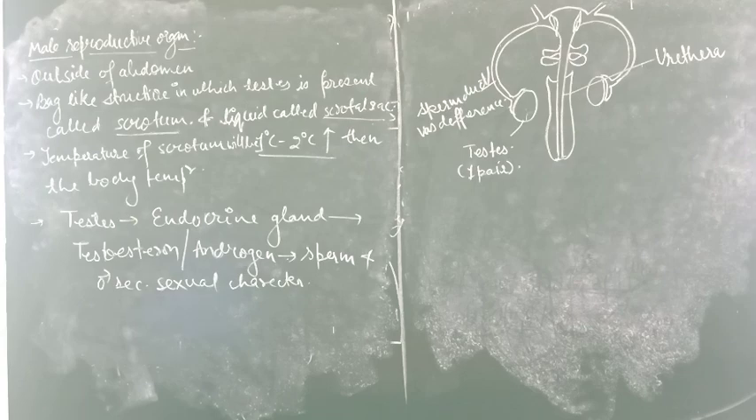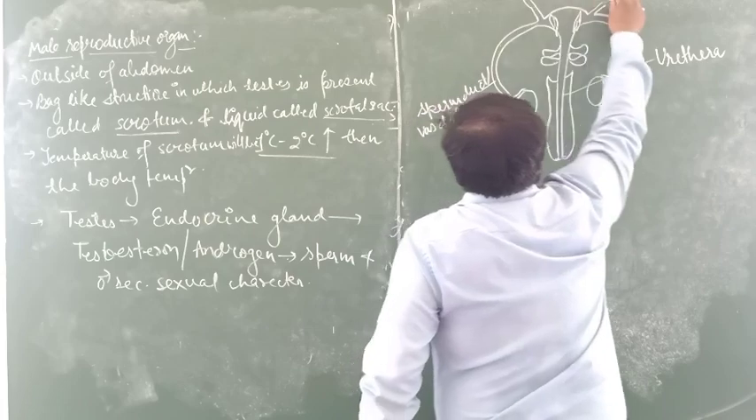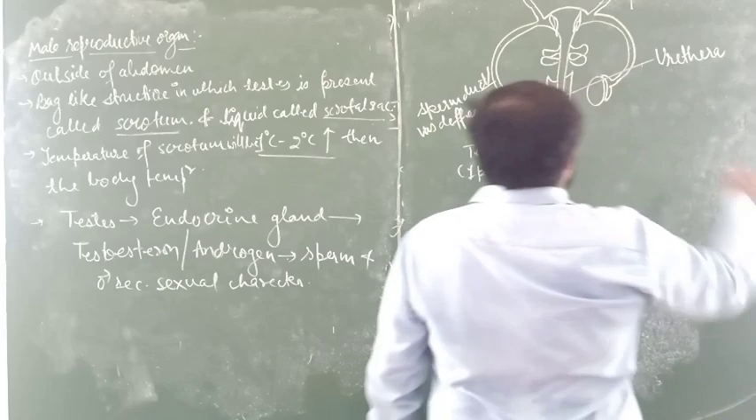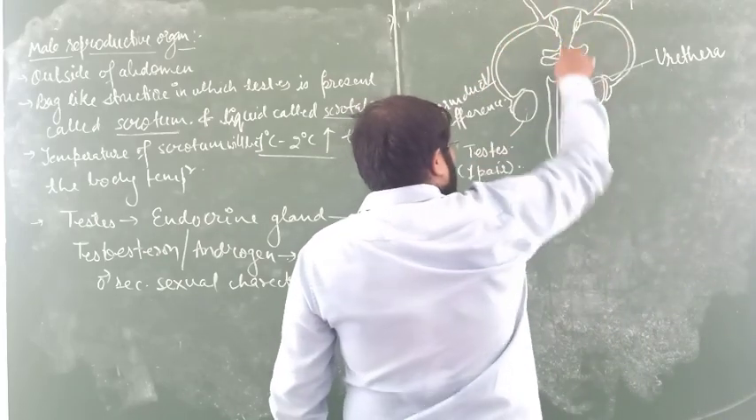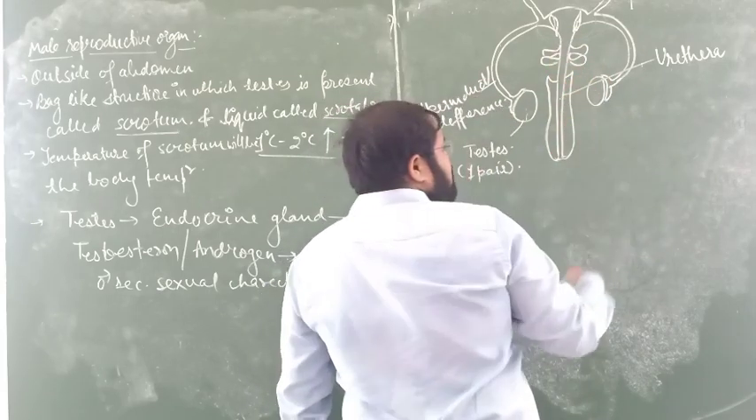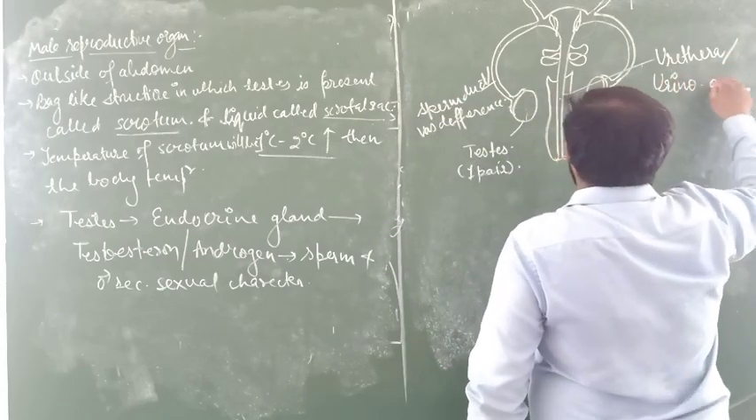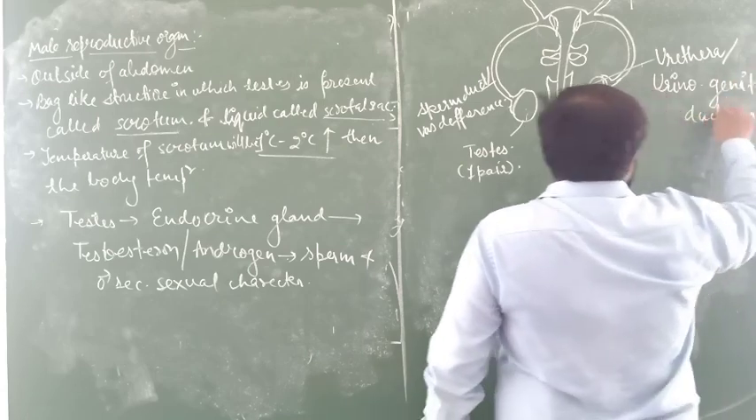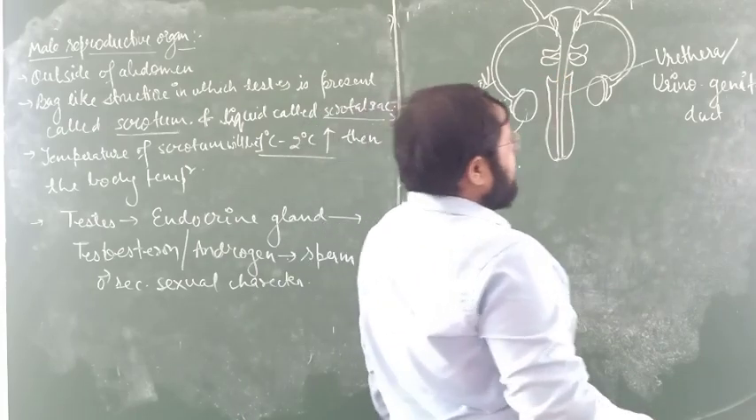Above that, here, this is the tube which will come from the kidney, that is the urinary bladder. It will fill; this one structure is called the urinary bladder. So this is a common path where both sperm and urine will come, so it is also called the urinogenital duct, because it is the common path through which both sperm and urine pass.